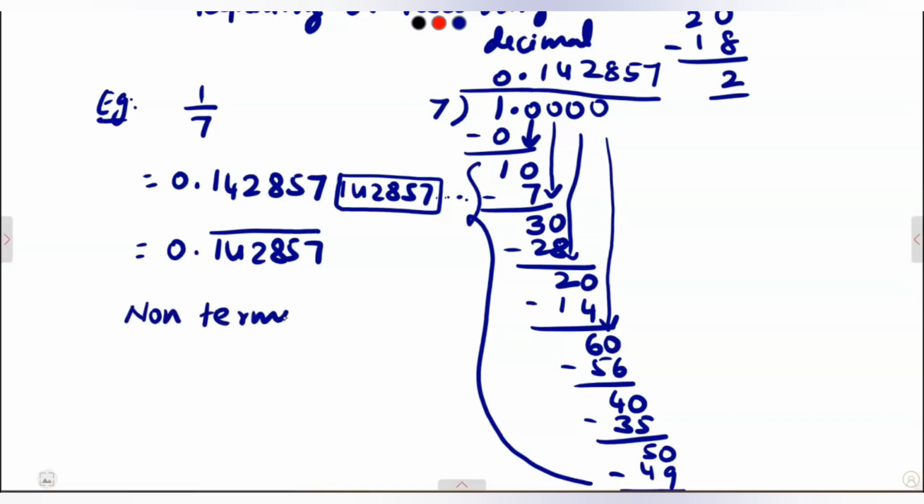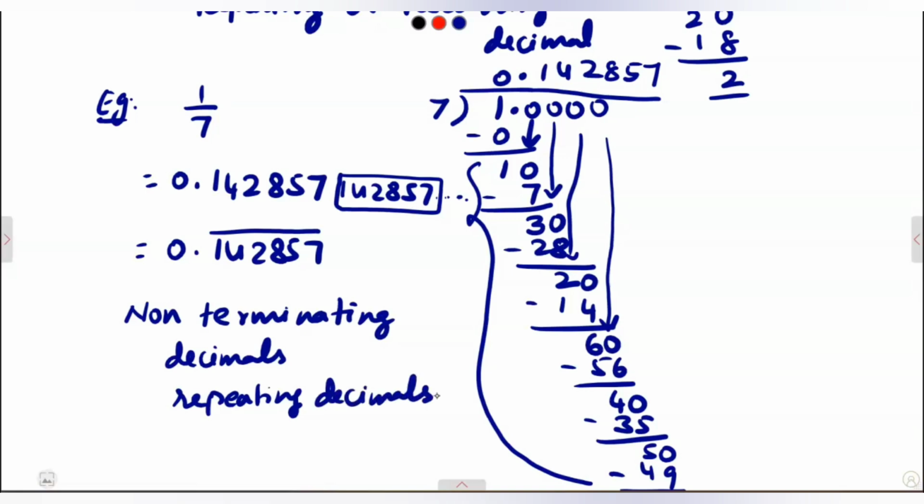So like this you can take many examples where the denominator does not have 2 or 5 as factors, and you can check the division. There will definitely be non-terminating decimals, or you can call them repeating decimals. Repeating means a certain part of the quotient will be repeating. So finally we can conclude that if the denominator's prime factorization is not of the form 2 power n or 5 power m, then it will definitely be a non-terminating decimal.